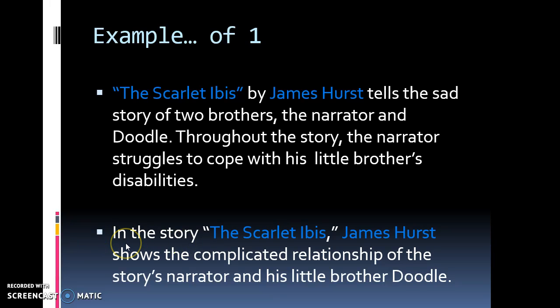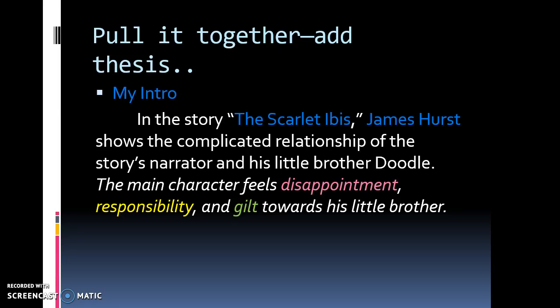I can start with, in the story, The Scarlet Ibis, James Hurst shows the complicated relationship of the story's narrator and his little brother Doodle. So again, here's the title, author, and a summary of the story. So now what do I do? Well, I'm going to pull it together. I'm going to start off with my article title, the author, my summary, and then I'll pull in my thesis to be the very last sentence of my introduction. And boom, my introduction's done.